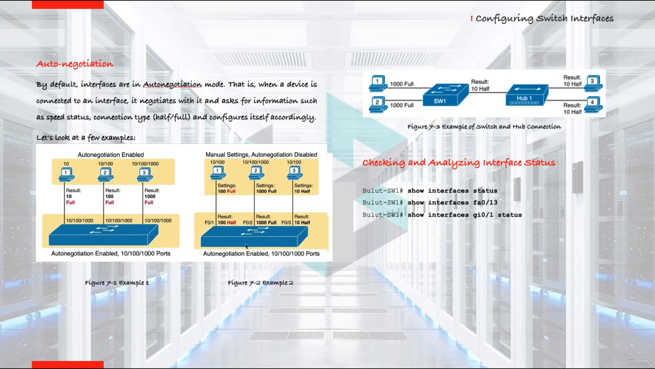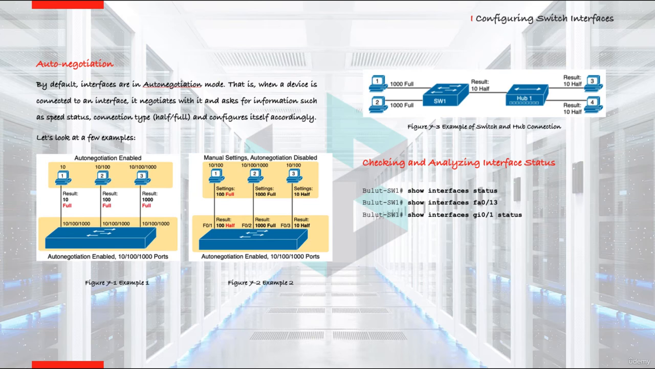Let's take a look at the example here. The switch side is automatic and the user manually makes 100 megabits on the user's side. The switch automatically makes itself 100 megabits. When the device here is 1000 megabits, the switch automatically becomes 1000 megabits. And when the device here works 10 megabits and half duplex, the switch sets itself as 10 megabits half duplex.